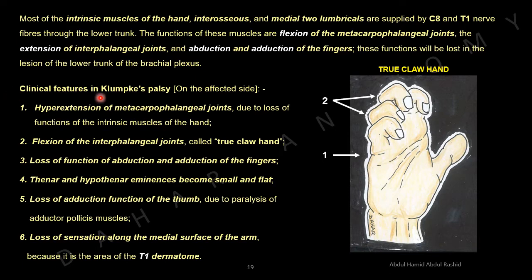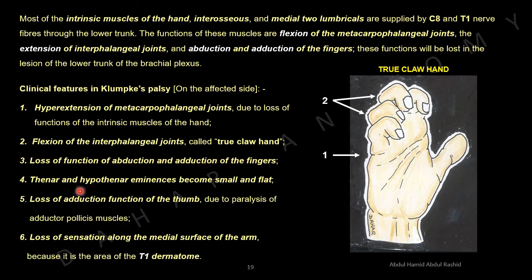Clinical features in Klumpke's palsy on the affected side. Number 1, hyperextension of metacarpophalangeal joints due to loss of function of the intrinsic muscles of the hand. Number 2, flexion of the interphalangeal joints, called true claw hand. You can see here there is hyperextension of the metacarpophalangeal joints and flexion of the interphalangeal joints, called true claw hand. Number 3, loss of function of abduction and adduction of the fingers.